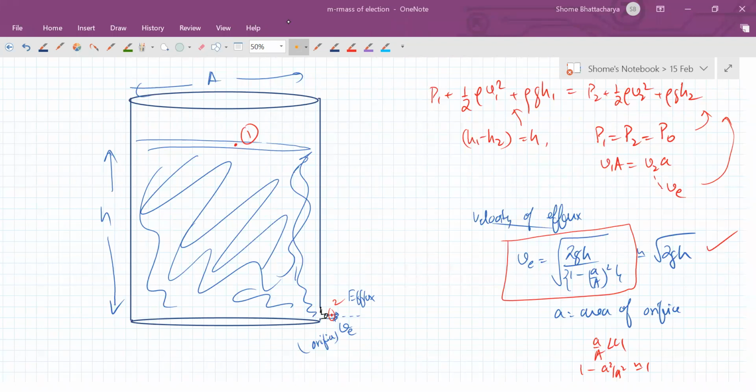Yeah, Aditya, surface tension will be part of properties of matter. So properties of matter will be elasticity, viscosity, and surface tension.